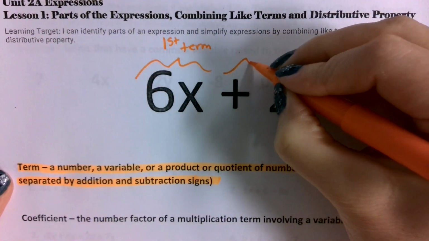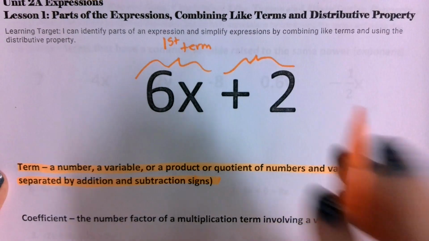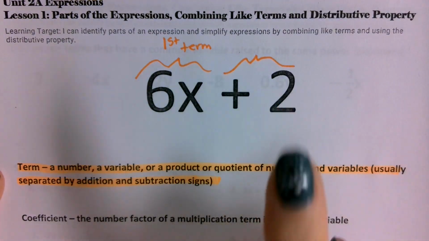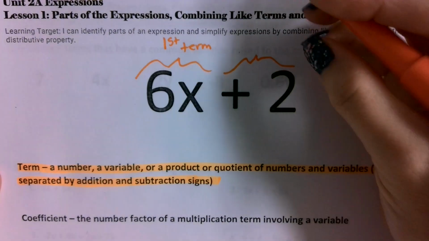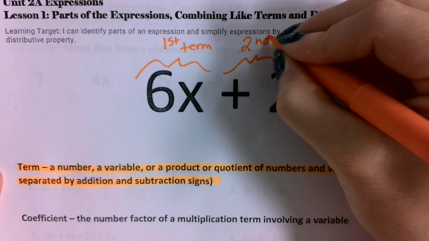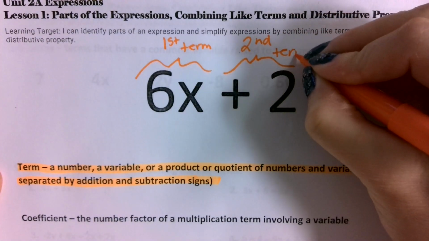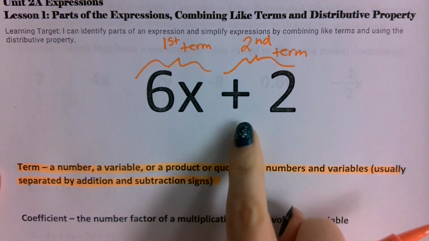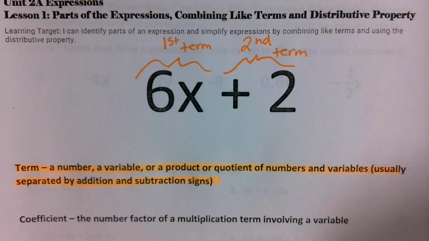Our second term is going to be not just the 2, but the plus 2. The entire thing is considered to be the second term. The operation in front of it is included in the term.